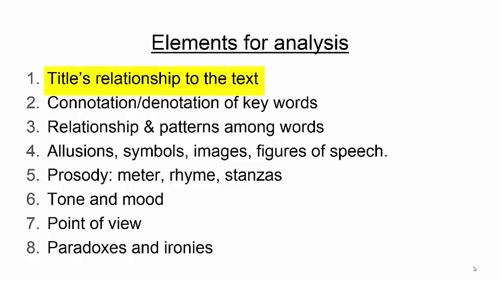What is the title's relationship to the text? What are some of the connotations and denotations of key words? And what are the relationships and patterns among these words? Also, with a close reading, you'd be looking at allusions, symbols, images, and figures of speech. For a poem, you definitely look at the prosody, for example, the meter, the rhyme, and the stanzas. Tone and mood, as well as point of view, are also very important, as well as looking at paradoxes and ironies that can be found within the text.